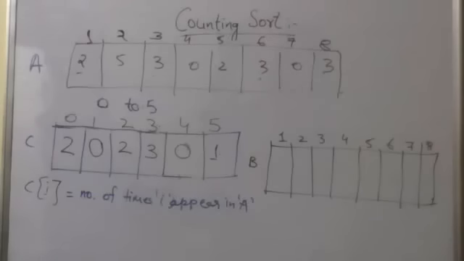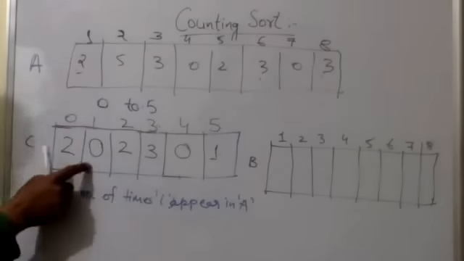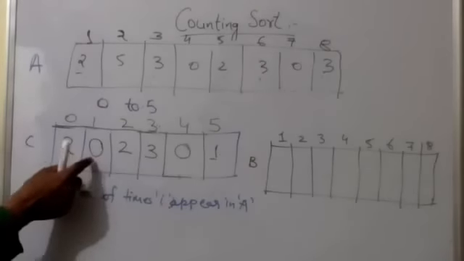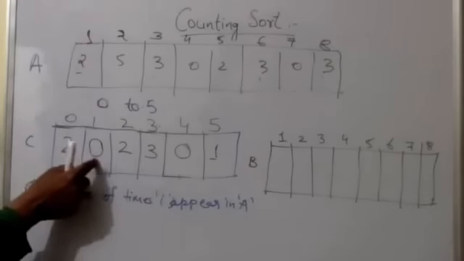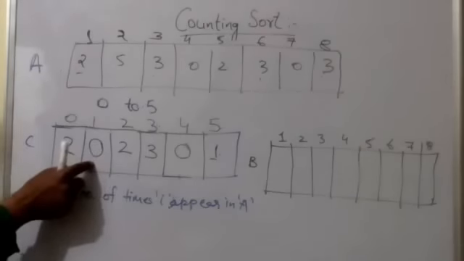Now, next step, we will start from the second element of array C and move to its last element, and to each element we will add the value of its previous element. So this is the second element of array C.